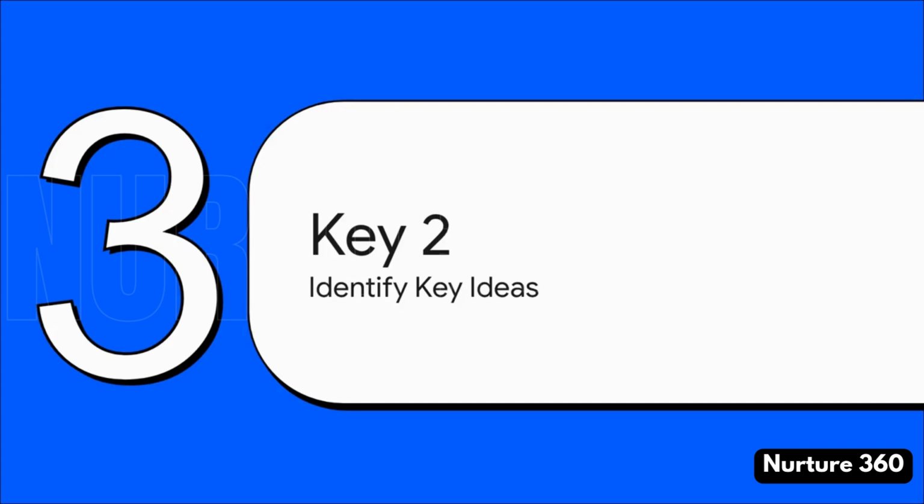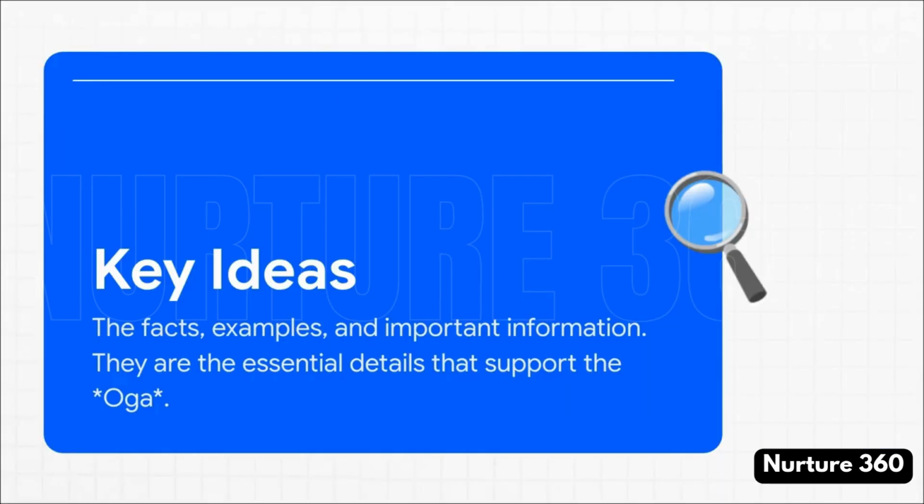Okay, so we found our OGA, but every boss needs a team, right? That's exactly where the key ideas come in. Key ideas are the supporting crew. They're the facts, the details, and the examples that all work for the OGA sentence. They give you the how and the why behind that main point.